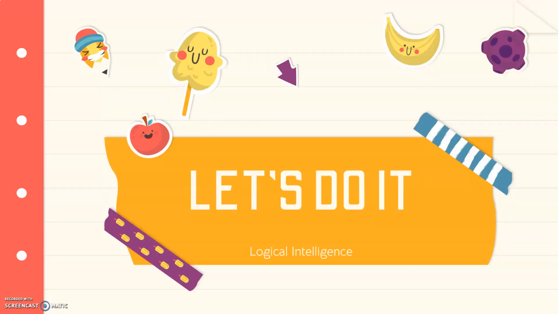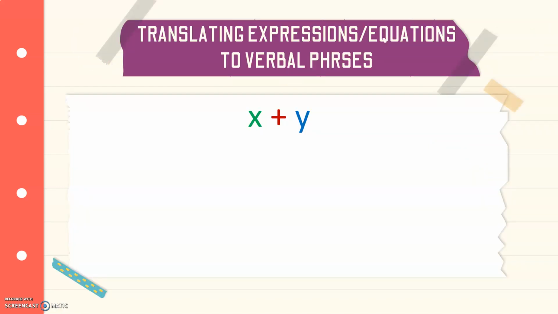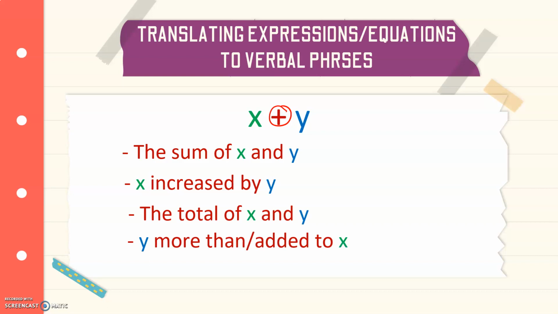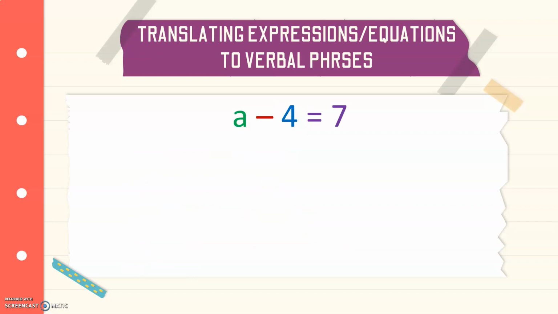Now let's proceed to some algebraic expressions and equations. We have x plus y. Again, the operation involved here is addition. So let us remember keywords associated with addition. Since we are going to add x and y, we can say that we have here the sum of x and y, x increased by y, the total of x and y, more than x, or y added to x, and x plus y.